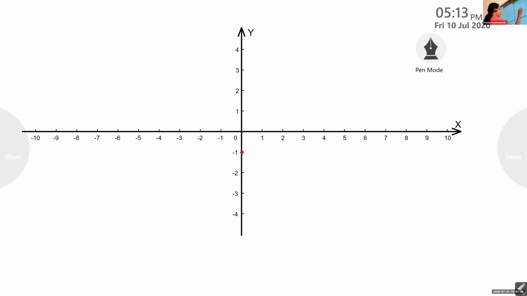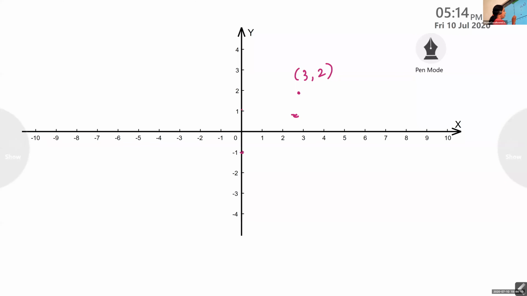What is this point? Can you tell this point? 3, 2. It is 3, 2. So what is 2 here? What is 2? Y-axis. Y coordinate 2. Okay, this point is 3, 2. And 2 is the height.